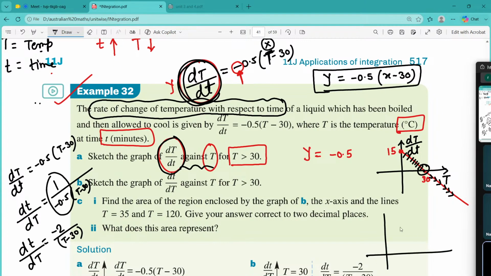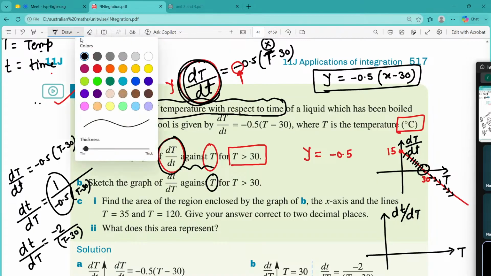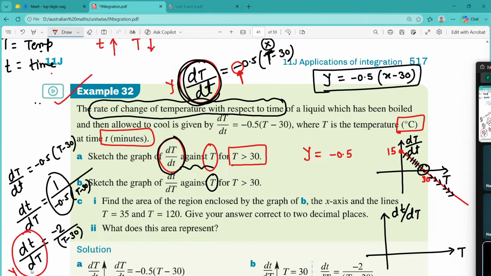Now, on your y-axis, we should have dT upon dt, and on the x-axis we should have t. Now you should be aware that if we think of it symbolically, this is your y and this x is your t. So ideally, I have the equation y is equal to minus 2 upon x minus 30. Any idea you are getting about this graph?